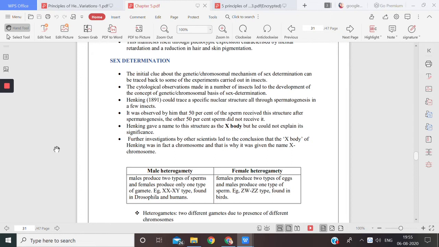Today's topic is sex determination from the chapter Principles of Inheritance and Variations. Children, we have done this topic in previous classes like class 10th. There was also an introduction about it in class 8th.